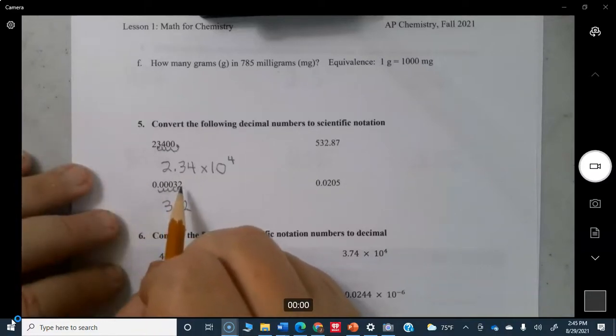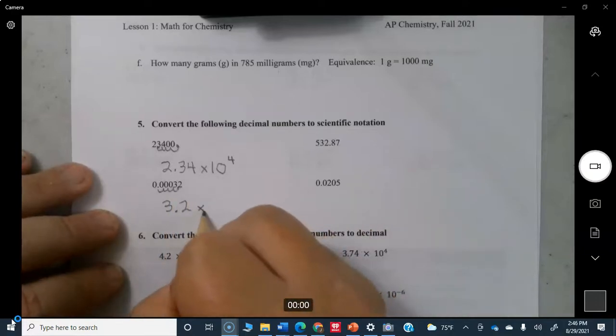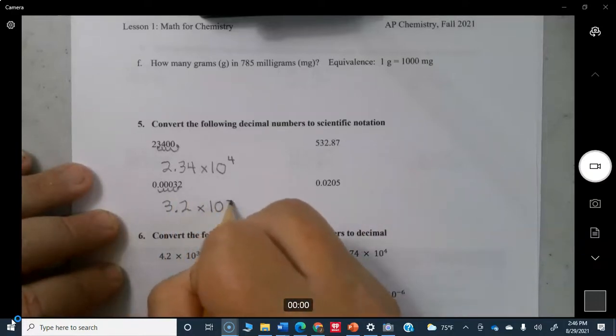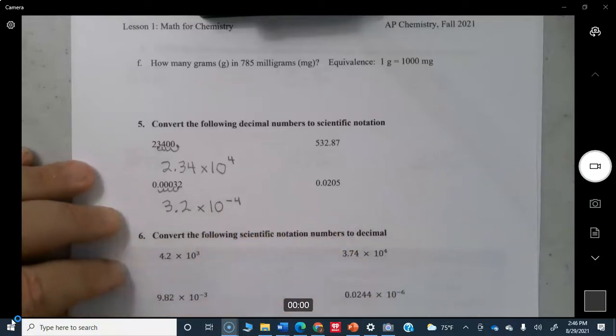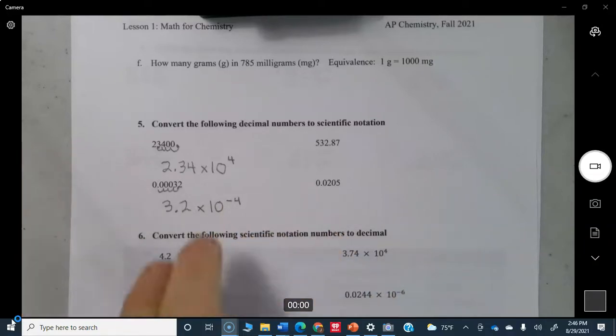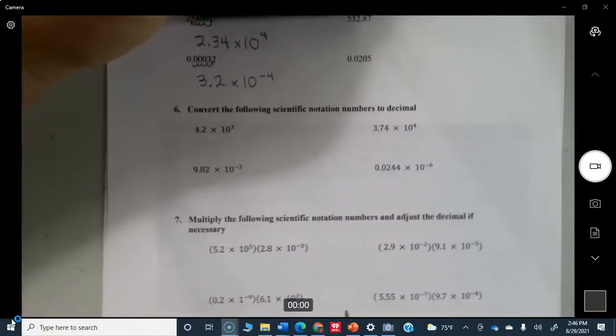So that means it's going to be a negative exponent. Again, negative exponent does not mean a negative number. It means a positive number between 0 and 1. And that's what we have. If it were a negative number, you'd put a minus sign out there. But a negative sign in the exponent just means you move the decimal to be a number between 0 and 1. Okay? All right. Let's keep going.